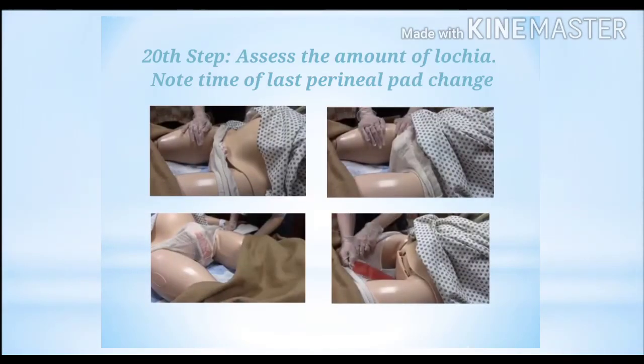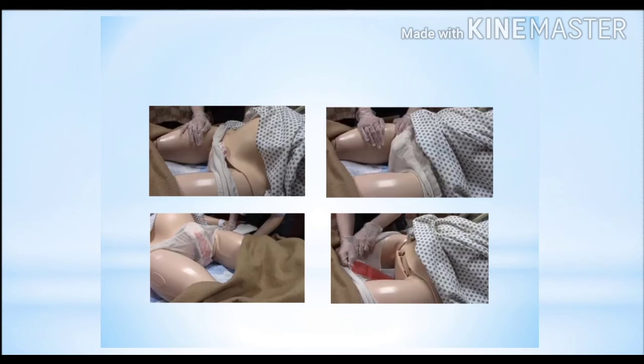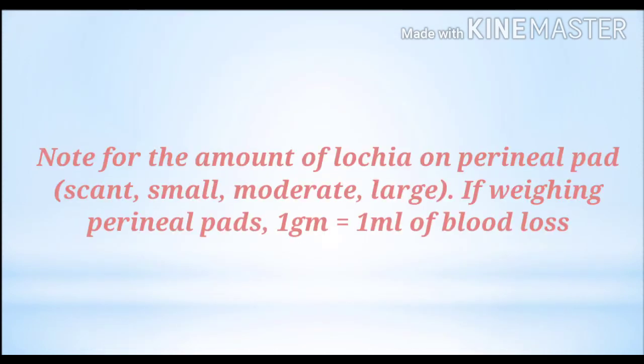And the 20th step, assess the amount of lochia, note the time of last perineal pad change. Take note of the amount of lochia on the perineal pad. It may be scant, small, moderate, and large. And if weighing perineal pads, 1 gram is equal to 1 milliliter of blood loss.